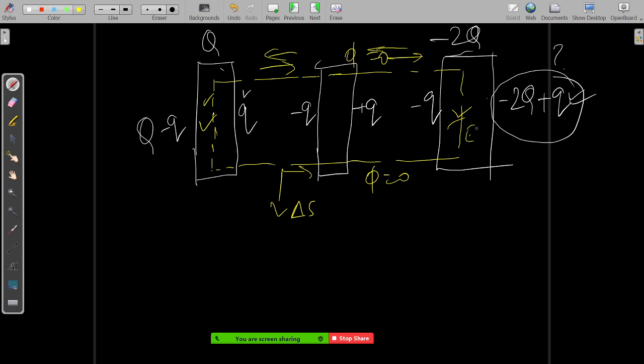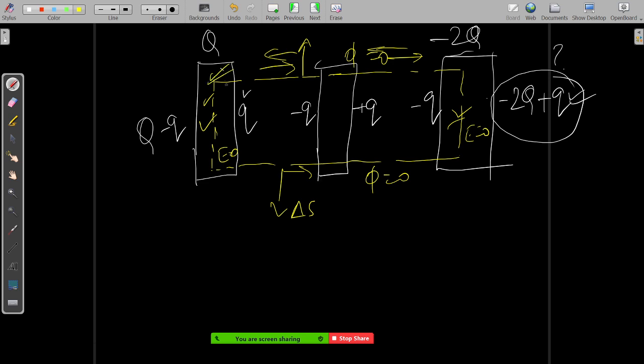Since it is a metal, and the electric field inside the metal is going to be zero, the flux also is going to be zero. The Gaussian surface is three-dimensional, right? So the upper surface is zero, as I have already told you, because it is 90 degrees.